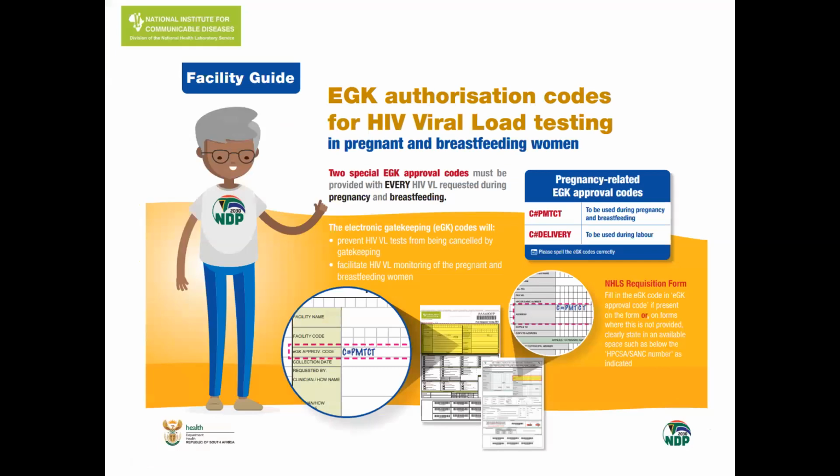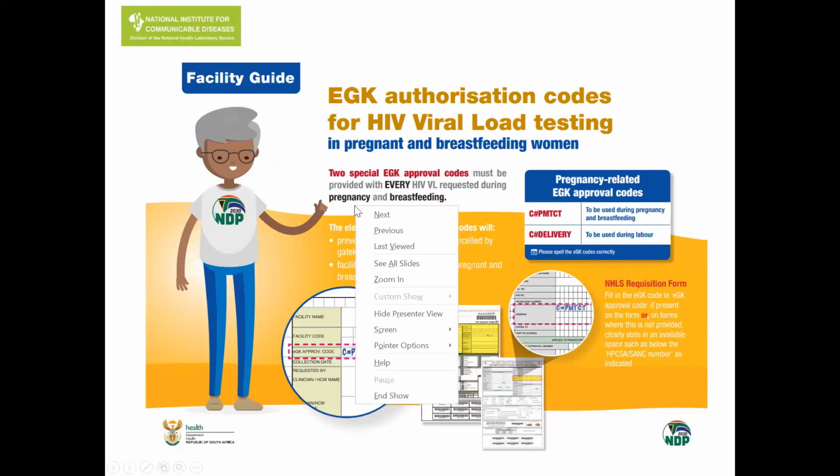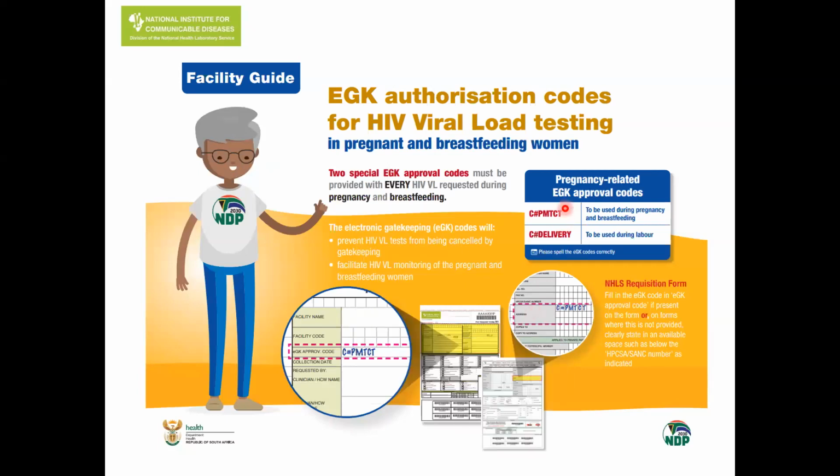So hopefully, if you're working in the public sector, you're familiar with these codes. There were two codes that were introduced in 2019. There was a CH PMTCT code, which should be put on all NHLS request forms during the antenatal period or during the breastfeeding period. So antenatal or breastfeeding, you use the same code, CH PMTCT, and you're expected to write it on the request forms.